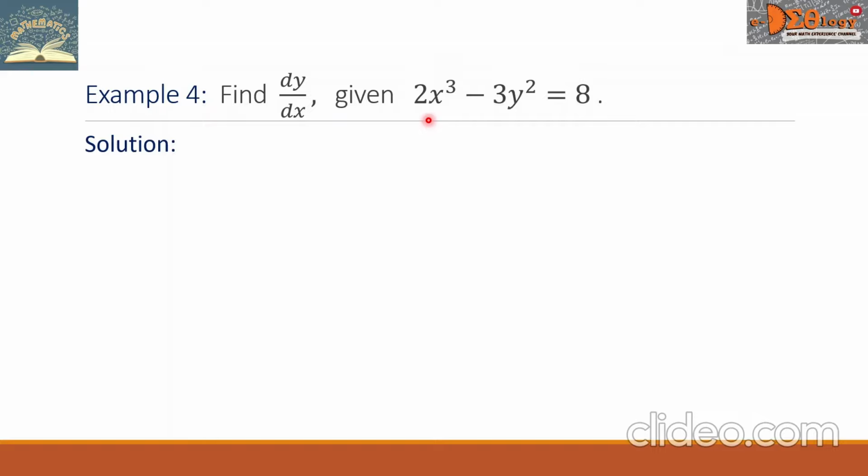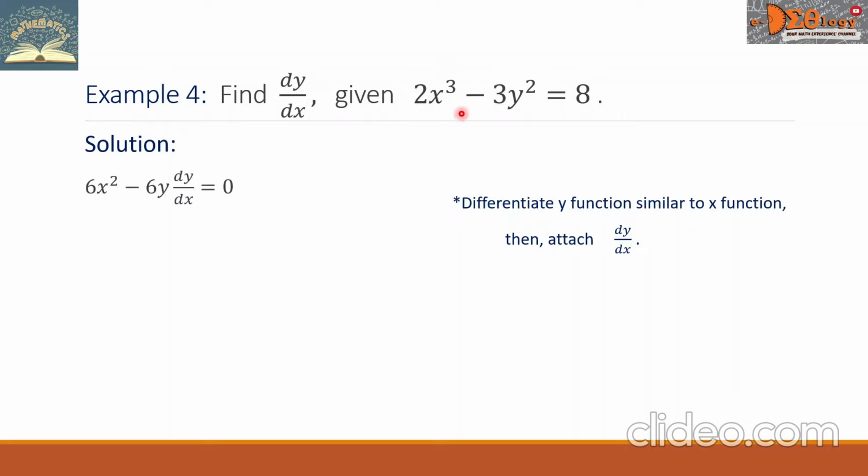We know how to take derivative of 2x cubed. Now for the second term, negative 3y squared, this is a function of y. In this case, we're going to differentiate this function similar to x function, but we are going to attach dy over dx. Then the right side is the derivative of 8. So let's begin. Derivative of 2x cubed is 6x squared. Derivative of negative 3y squared is negative 6y times the dy over dx equals derivative of 8 is 0.